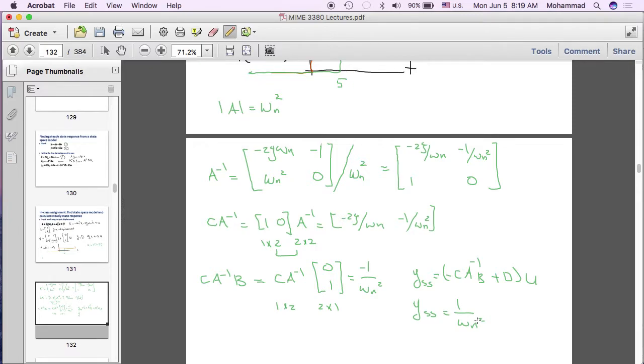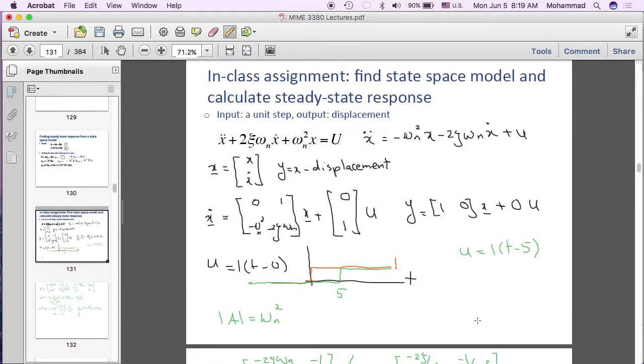And if you look at the differential equation, everybody, look at the differential equation. If you drop all the dot terms, what you will get is omega n squared times x is equal to u. If u is equal to 1, that means x steady state is 1 over omega n squared.